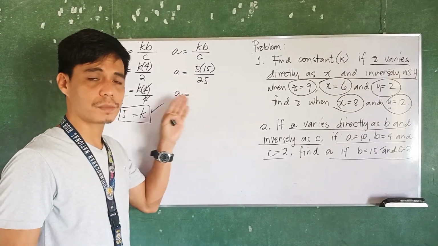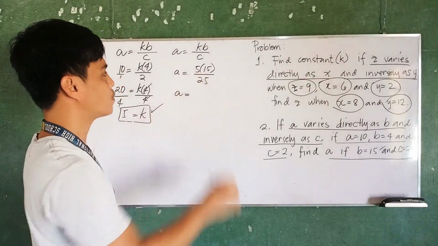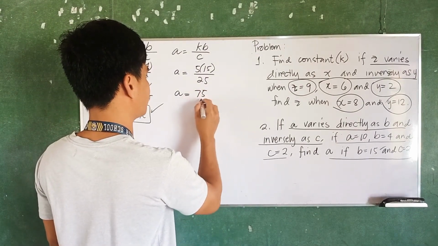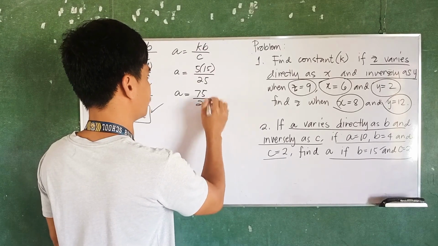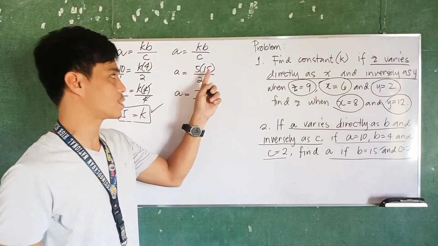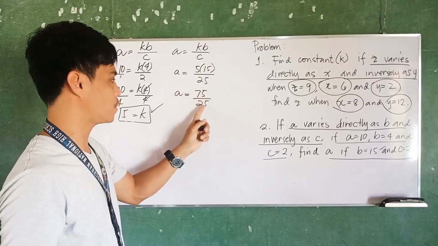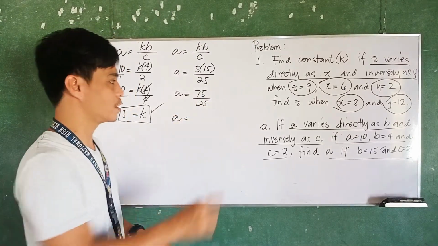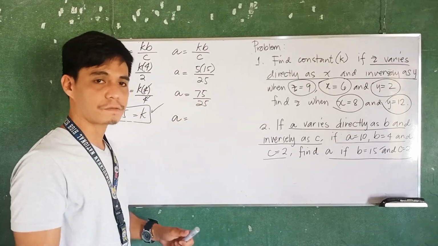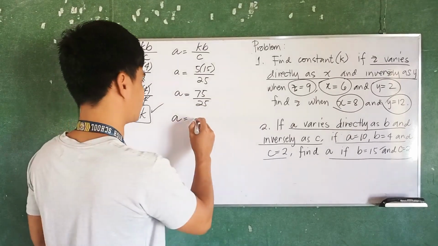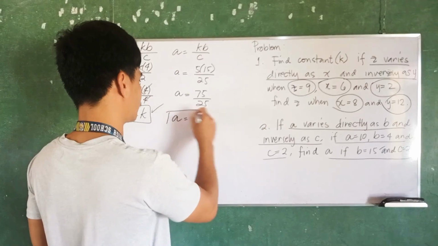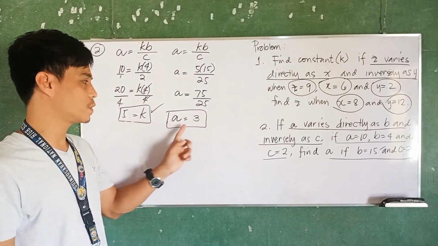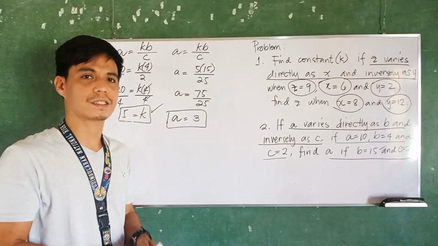Okay, so now let's simplify our answer. So 15 multiplied to 5 is, this is 75 over 25. 5 multiplied to 15 is 75. Copy 25. So therefore, your A value there is how much? 75 divided by 25 is, very good, it is 3. So therefore, our answer will be, your constant is 5 and your A is 3.